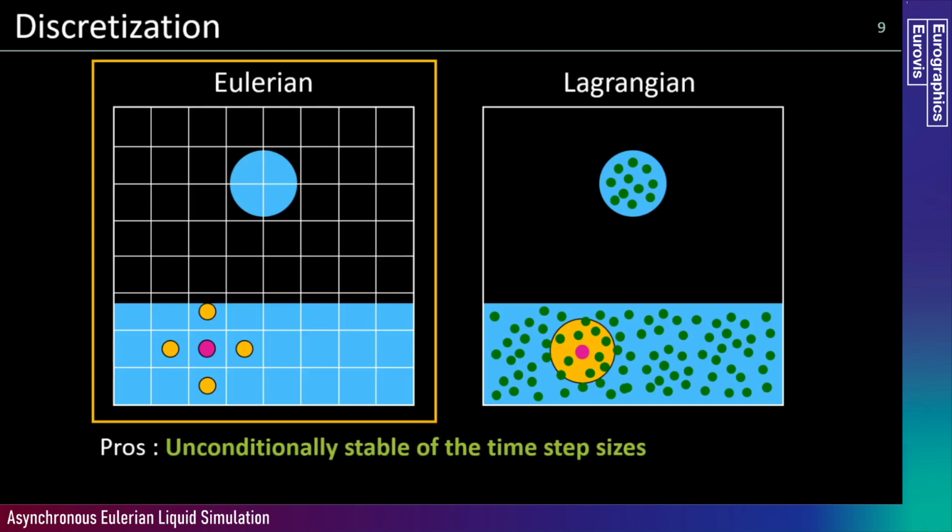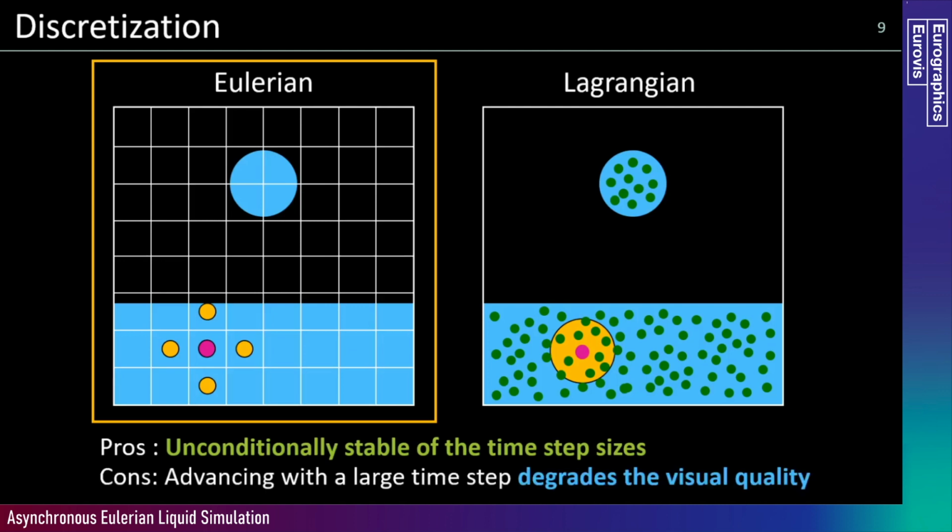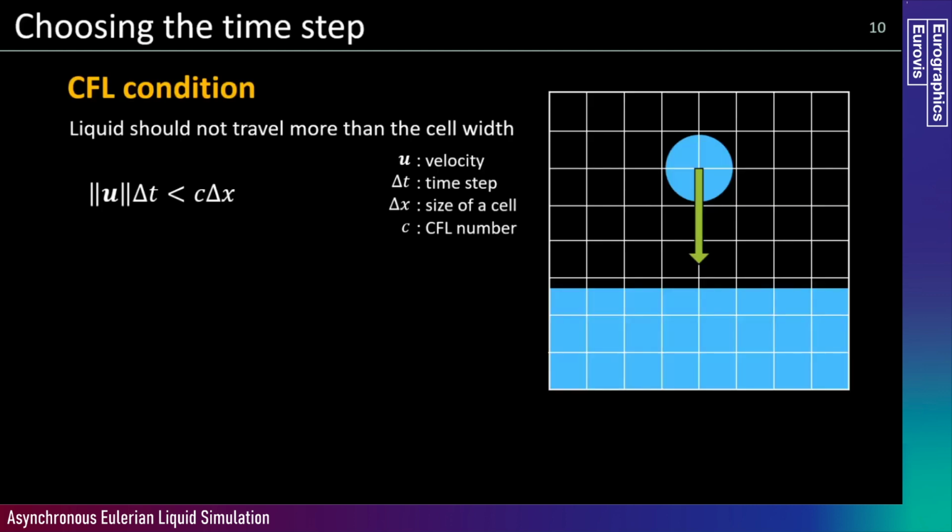Today, we focus on the Eulerian method. It is said to be unconditionally stable with respect to time step size. Of course, using a large time step to advance can reduce the total runtime of the simulation, but it also leads to low visual quality because it neglects details such as splashes. So in practice, we choose a time step by the CFL condition. The CFL condition originally means that liquid shouldn't travel more than the size of a cell width within a single time step.